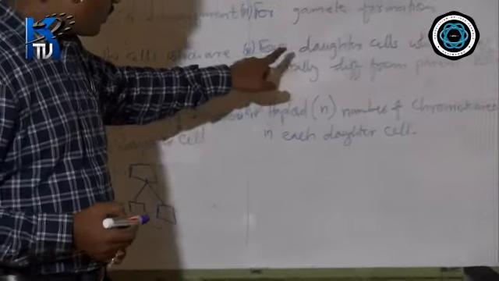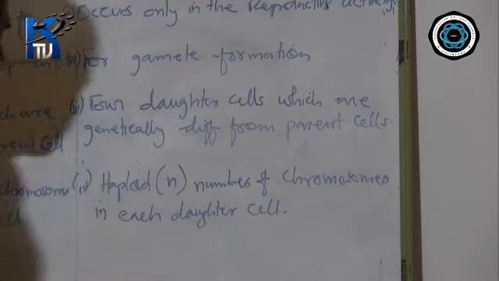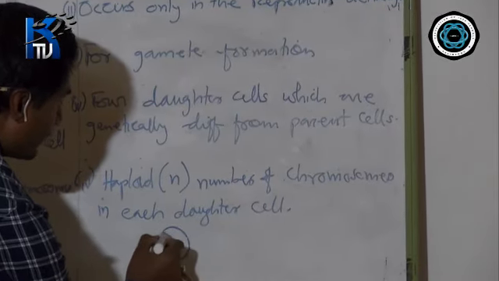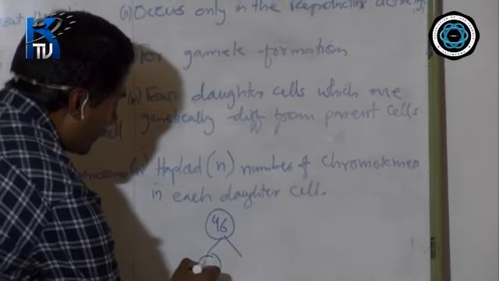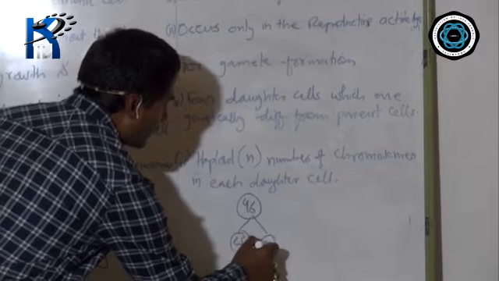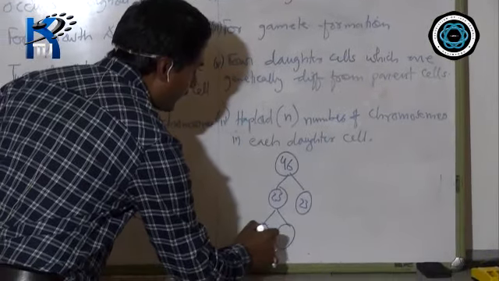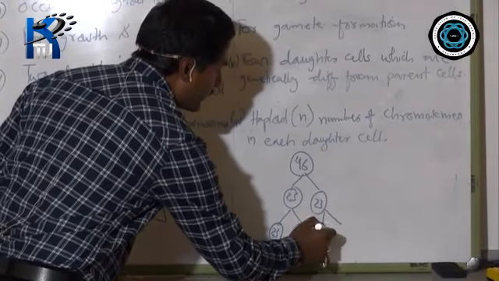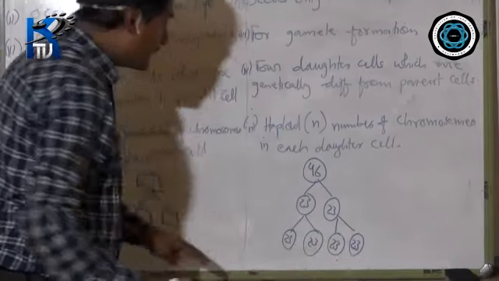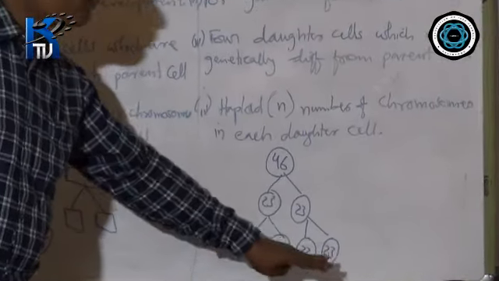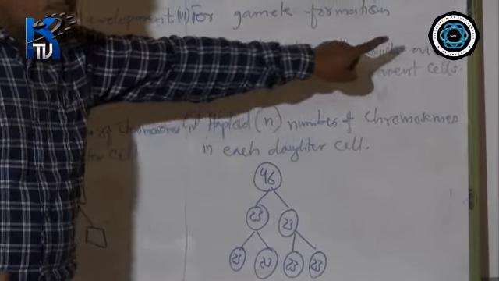But in meiosis, four daughter cells are genetically different from the parent cell. Take for example the germinal epithelium cell. From here, the chromosome number gets reduced to half, 23. Again, this will go under division. Here 23, here 23, this also 23. So in meiotic division, how many cells are you getting? You are getting four cells. So four daughter cells which are genetically different from the parent cell.